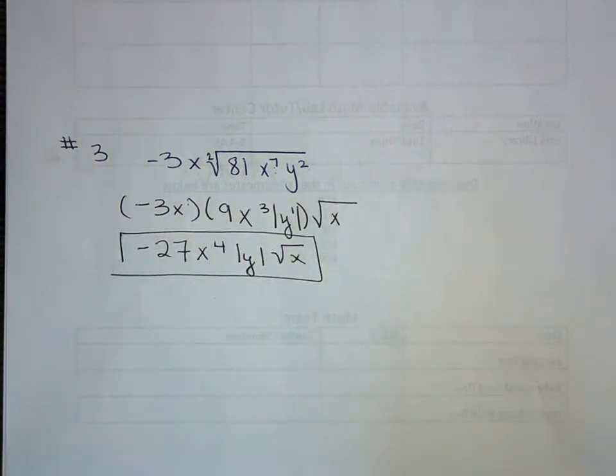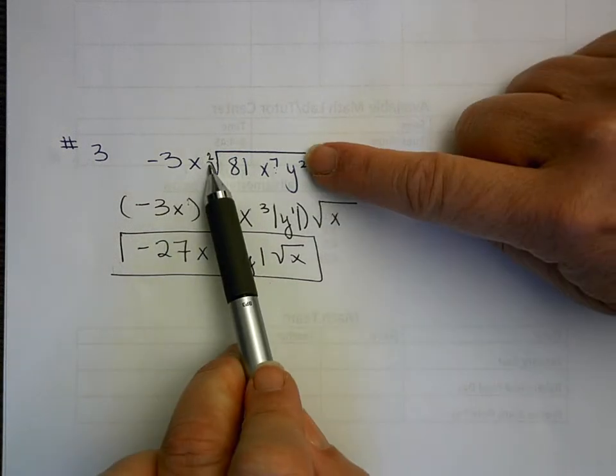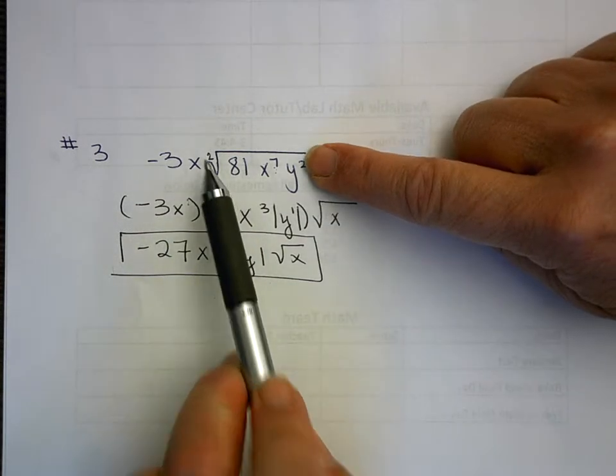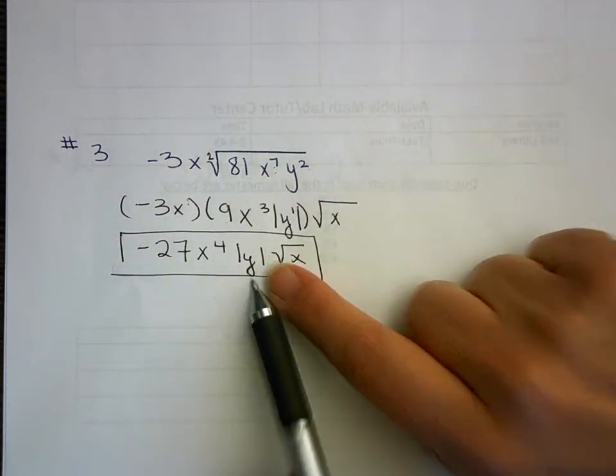Okay, so one more time on that absolute value. We started out even on the index and the power, and it turned odd, so we need absolute value.